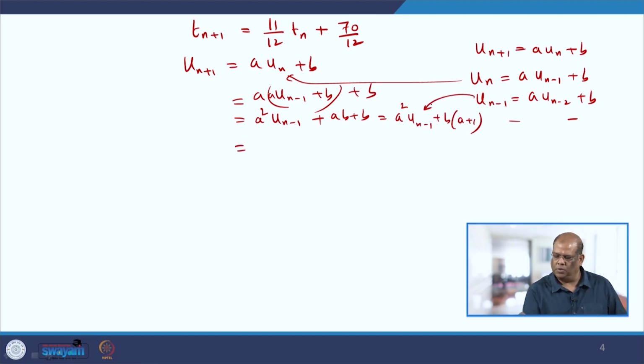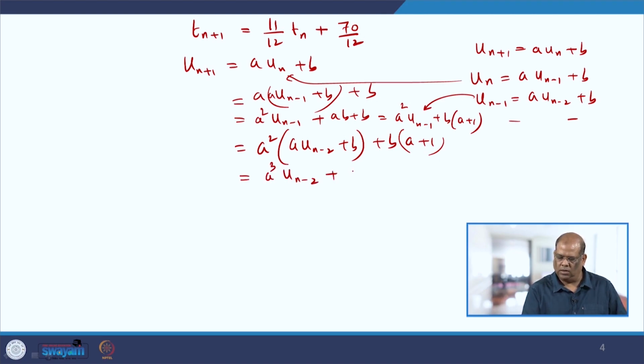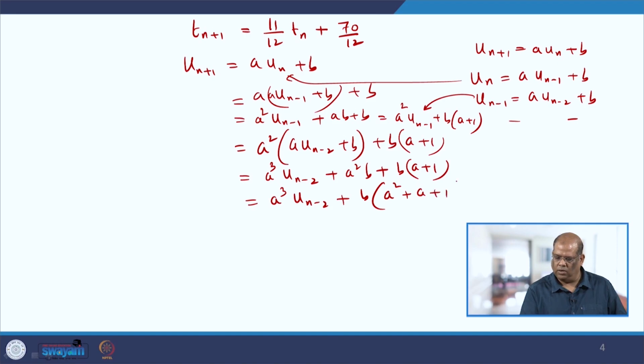Similarly, this is substituted here and you get a square u(n-2) plus b into (a plus 1). This is a cube u(n-2) plus a square b plus b into (a plus 1), and a cube u(n-2) plus b taken common, (a square plus a plus 1).